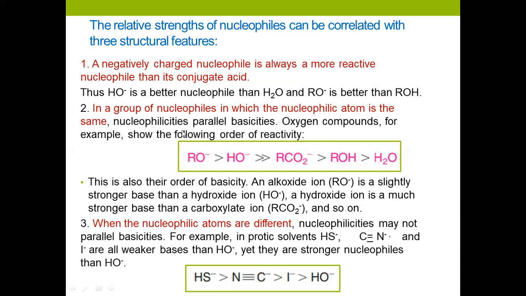And nucleophilicities, when we're talking in terms of nucleophile, and basicities, when we're talking in terms of the substance being a base. No? So you always have to think of the definition of a Lewis base. So here is the order of basicity, and this is also the order of nucleophilicity. OR is more nucleophilic than OH, then RCOO minus, then ROH, then H2O. OR is more basic than OH, then RCOO minus and ROH. So this is the meaning of parallel. The trend is the same for this substance as a nucleophile and this substance as a base.